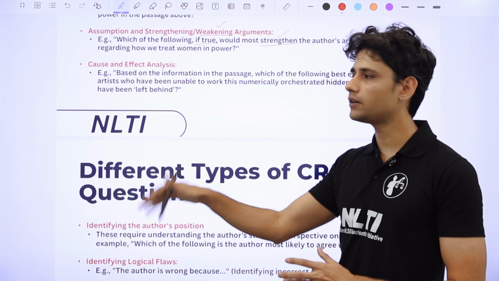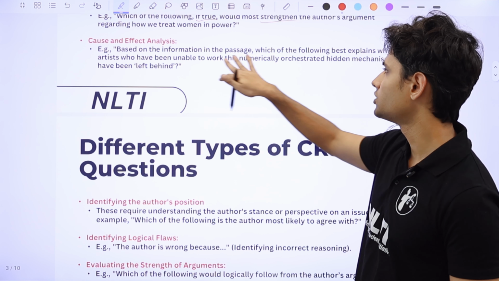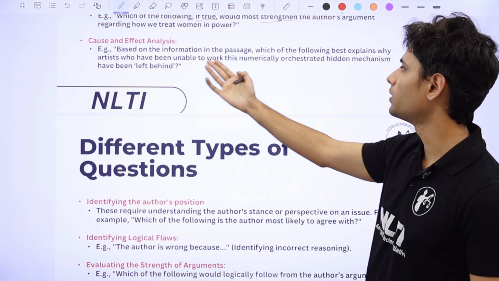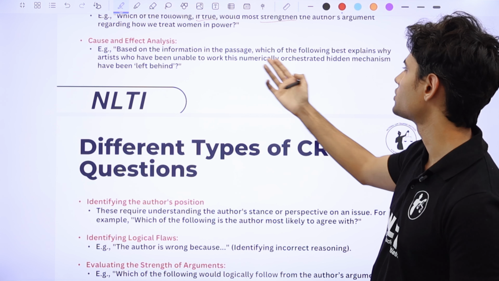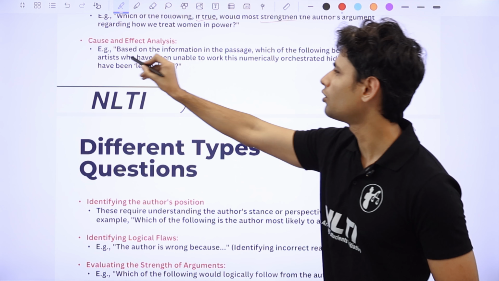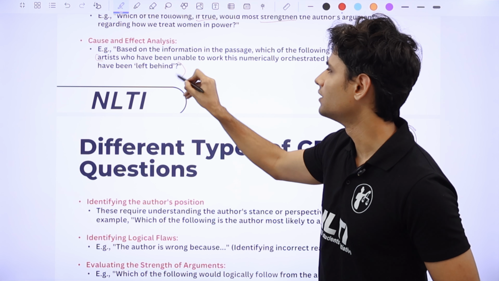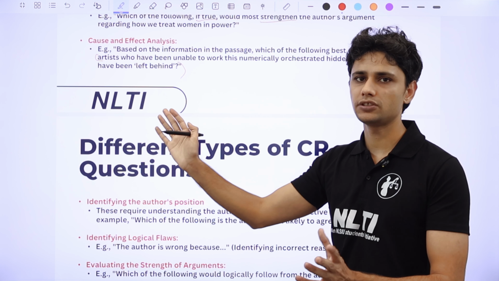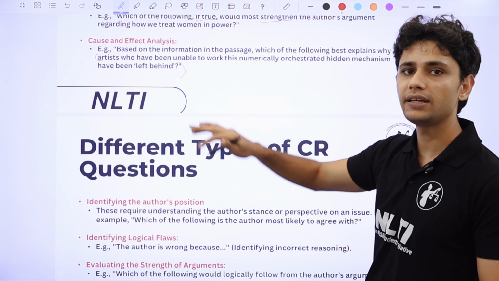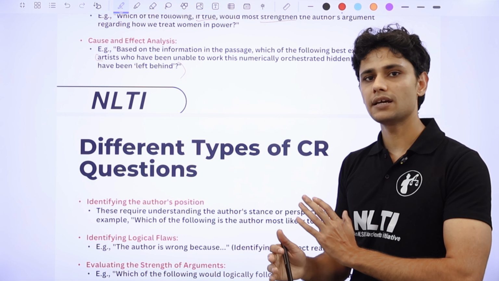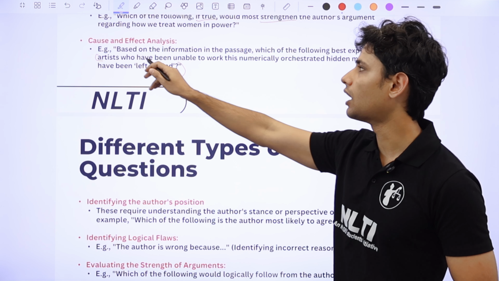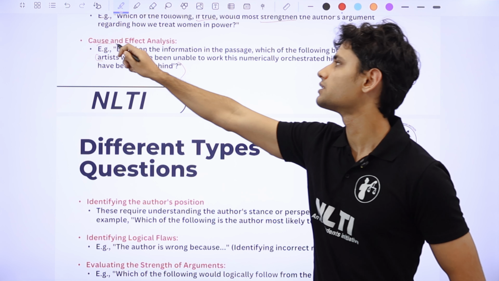Cause and effect analysis is not very frequently recurring, but nonetheless you can see a question or two on this template, which is that based on the information provided in the passage, which of the following best explains why artists who have been unable to work this numerically orchestrated hidden mechanism have been left behind. Ignore all this, you can ignore this part. This is just taken randomly from a passage, but the important bit is how we can explain something. Let's say the passage is talking about some reason due to which an effect has happened, then it may ask you how the author has explained that cause and effect.